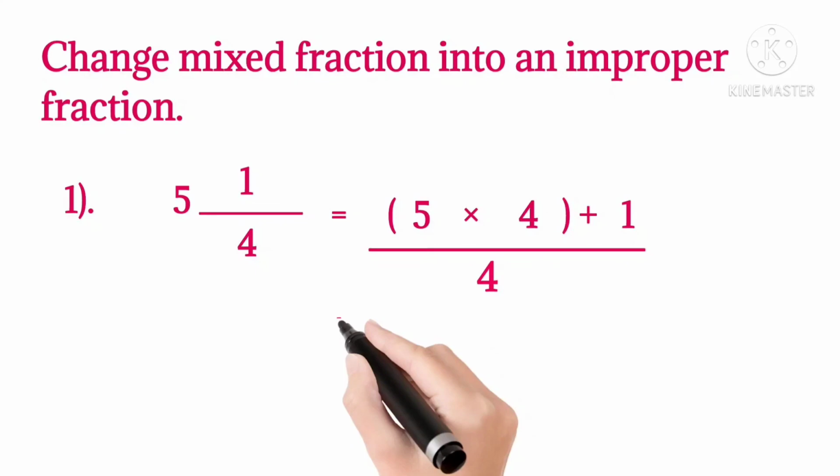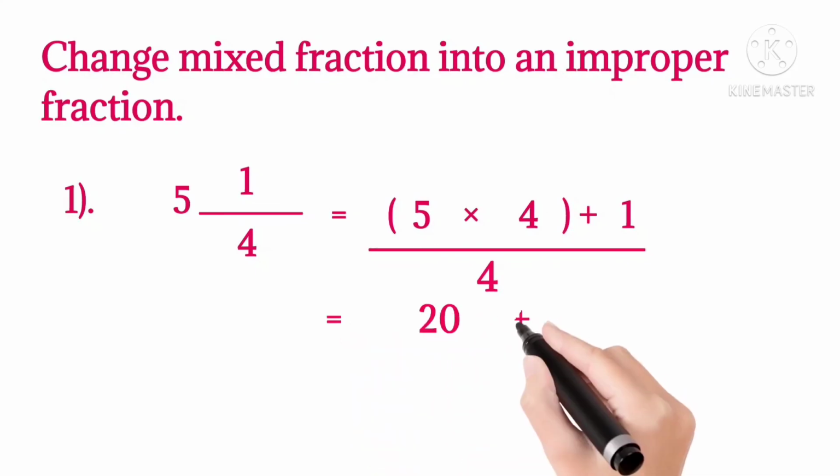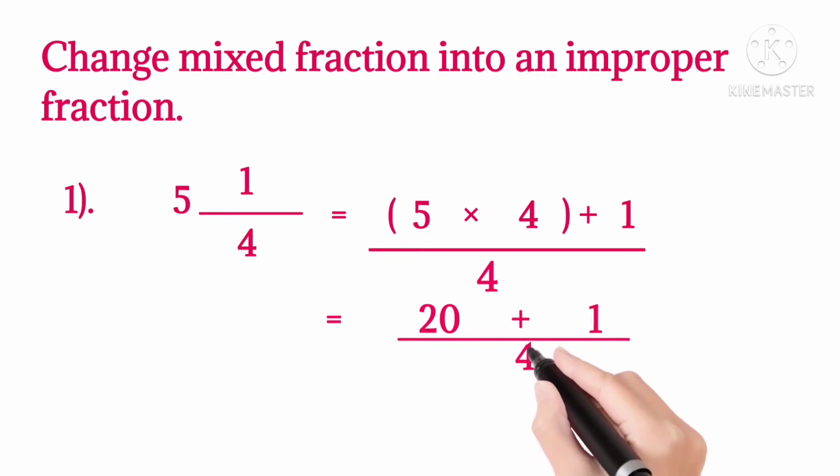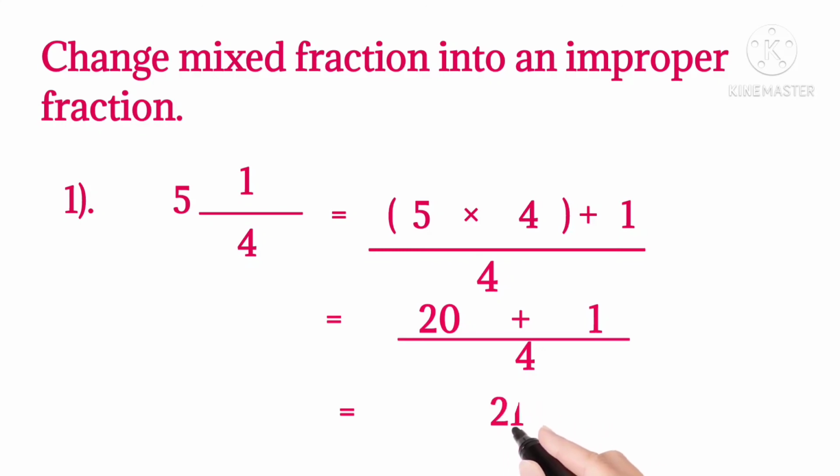Then 5 into 4, that is 20, plus 1 by 4. Then 20 plus 1, that is 21. 21 by 4, that is the improper fraction. Here the denominator is the same.